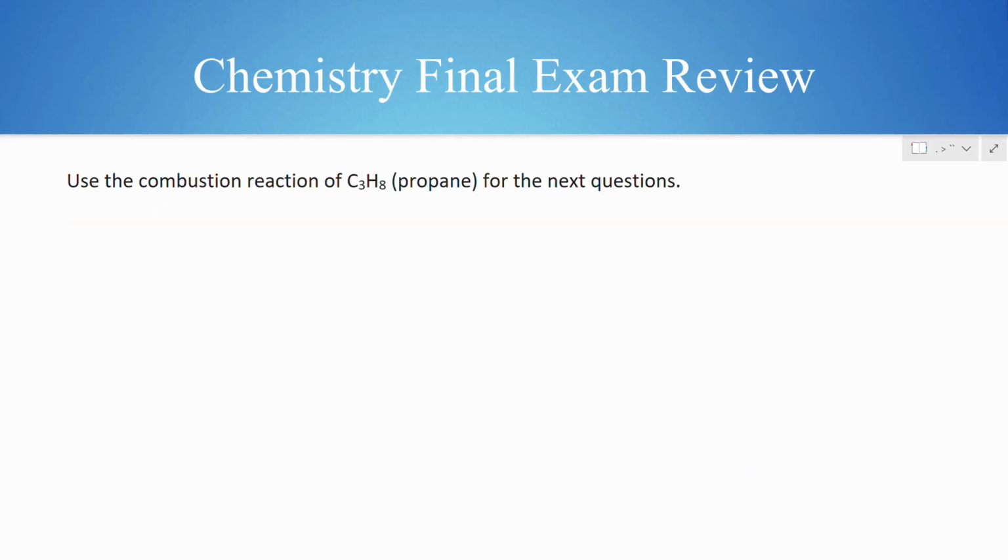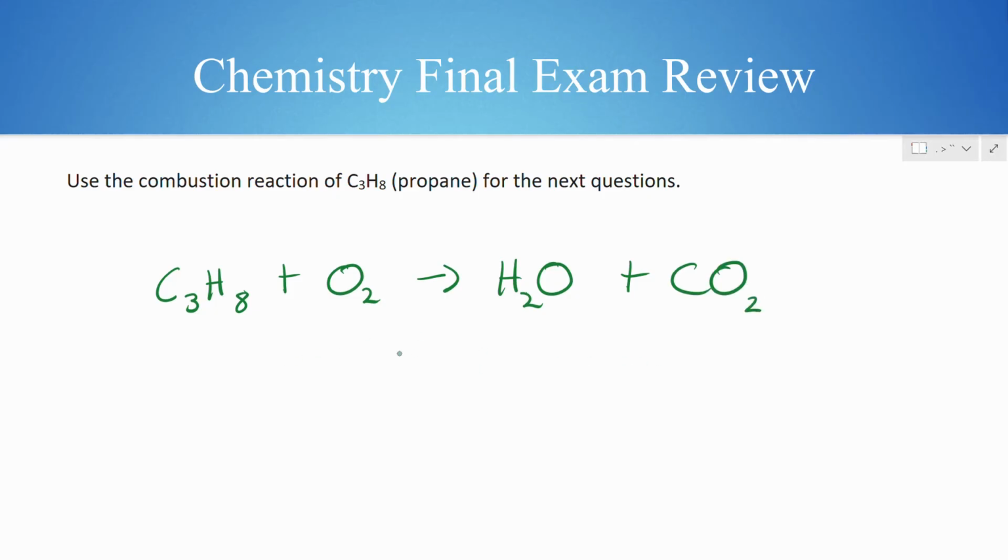Use the combustion reaction of propane, C3H8, for the next questions. Combustion means that we need to add this hydrocarbon to oxygen to produce water and carbon dioxide. Now I have a video on the reactants and the products of combustion reactions, so you can take a look at that if you are unsure how this reaction was written.